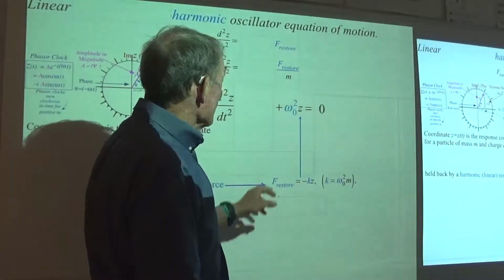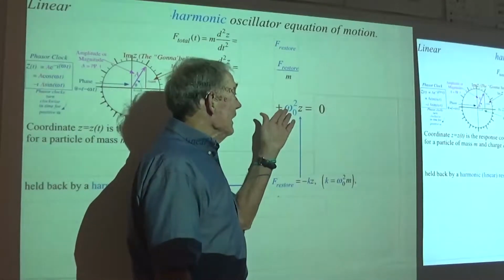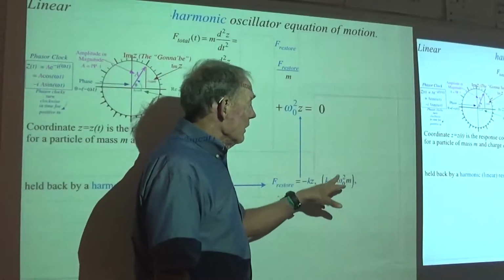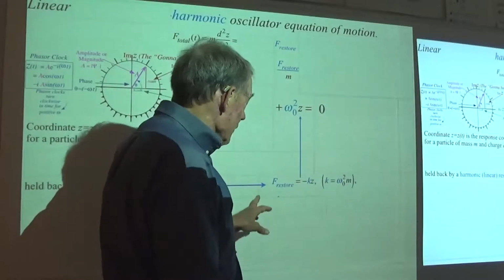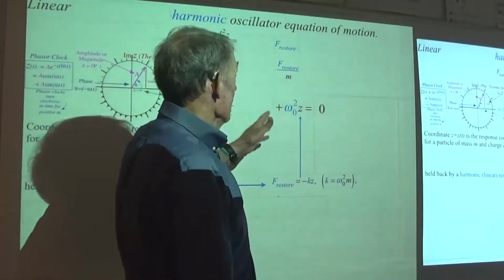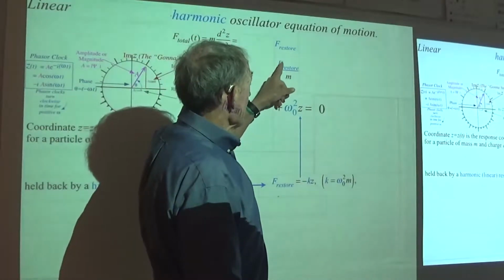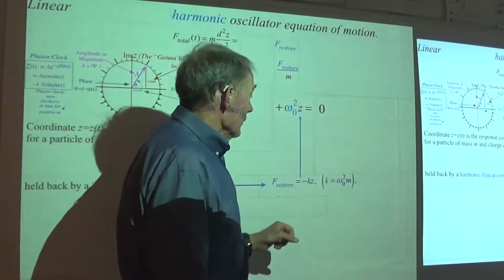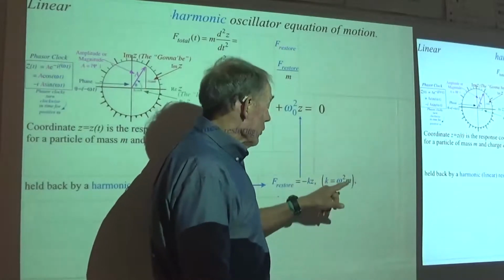And it's occurring here with our usual kz, but the k is this omega 0 squared, and the frequency, angular frequency, is what we're dealing with. So the force, this thing right here divided by m, that is the frequency squared. So k over m is omega 0 squared.